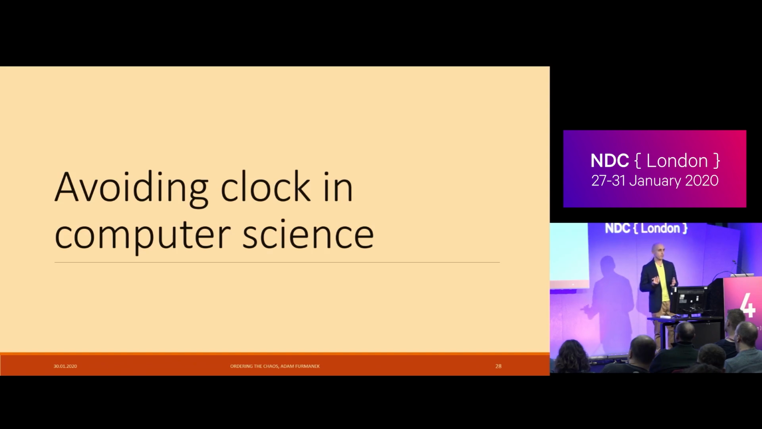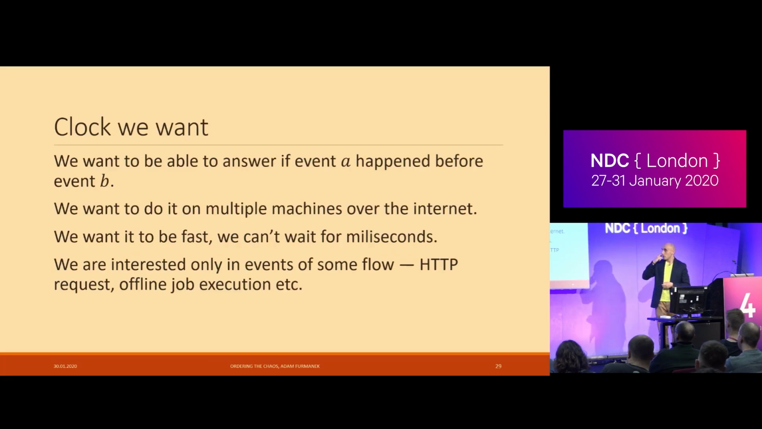So let's see what we can use instead, how to avoid using clocks in computer science to order the logs. So once again, user comes to our system. We would like to log some information from multiple machines, from multiple nodes. Then we can later capture all these log entries and order them so we know in which order they were actually happening. So what we would like to have is some working notion so that when we have two events, A and B, we can say that A happened before B.